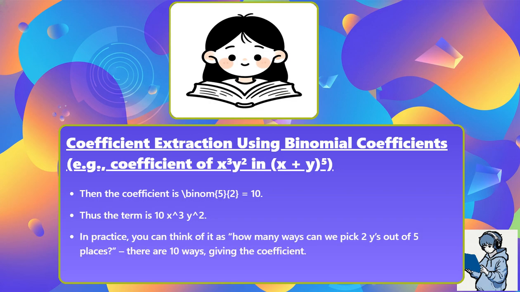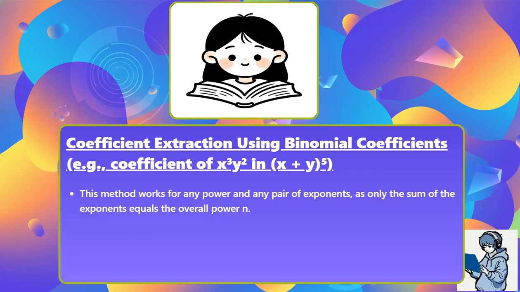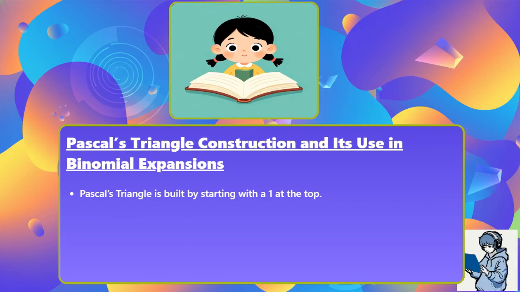In practice, you can think of it as how many ways can we pick 2 y's out of 5 places. There are 10 ways, giving the coefficient. This method works for any power and any pair of exponents, as long as the sum of the exponents equals the overall power n.